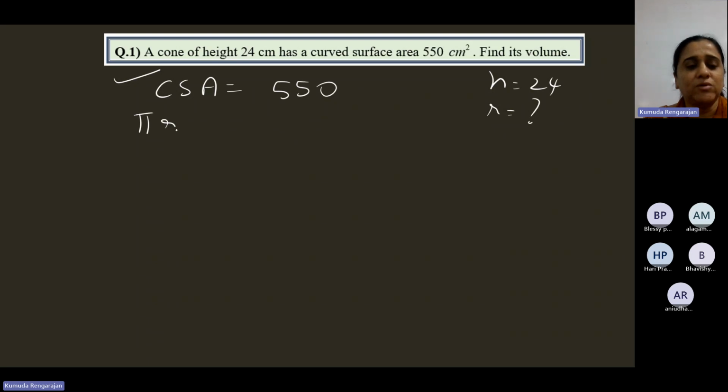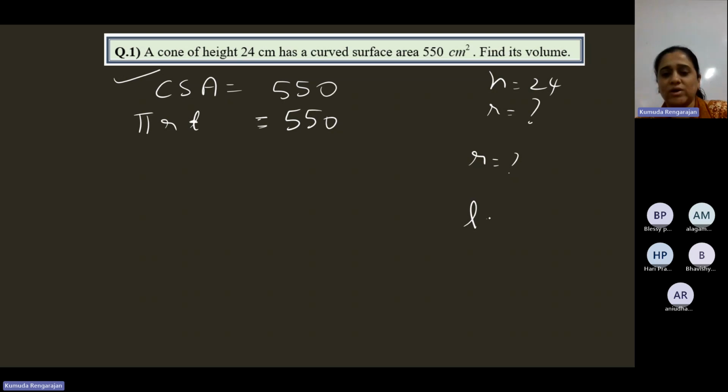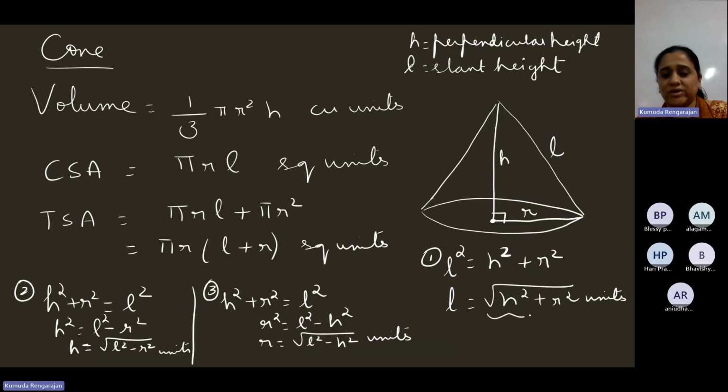So let's work that. Pi RL is equal to 550. Now again, you have to take a break here, like a speed breaker, because there's one equation but two unknowns, R and L. R I don't know, L I don't know. What will I do with one equation and two unknowns? You want R. So what you have to do is use L is equal to root of H square plus R square. See here, L is equal to root of H square plus R square. You should use that.